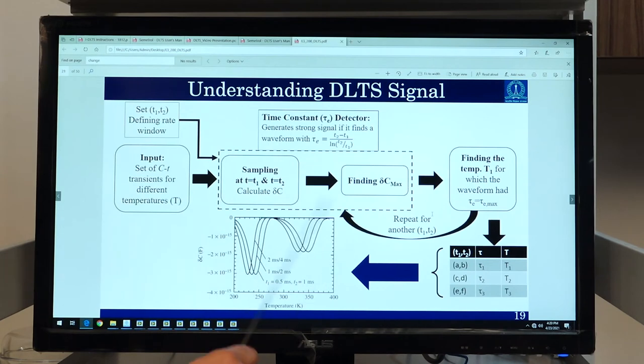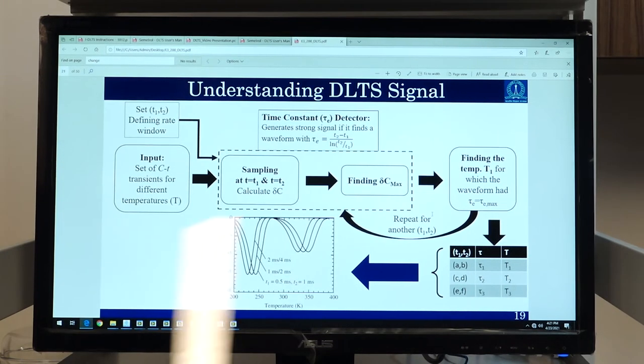If you look at this graph below, you see if we change T1 and T2, we are getting shifts in temperatures. So if you change T1, T2, you are changing the tau to be detected. Tau is the time constant to be detected, and each time constant has a peak temperature. So we get a pair of tau comma T.